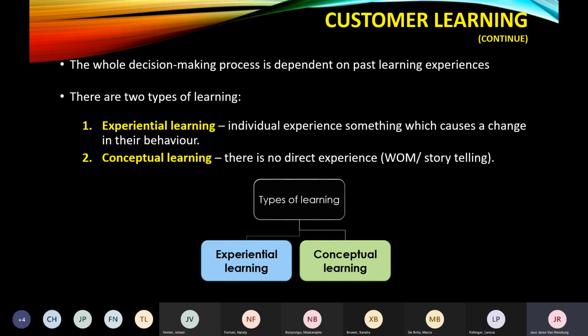We also have conceptual learning, and in this case, you do not experience it yourself. It is basically conveyed through word of mouth or storytelling. In other words, you want to go to a restaurant because you want to take your family out, and you ask a friend, have you recently gone out? What places can you recommend? Or people have had a good experience at a particular restaurant, and now they share that with you as their friend.